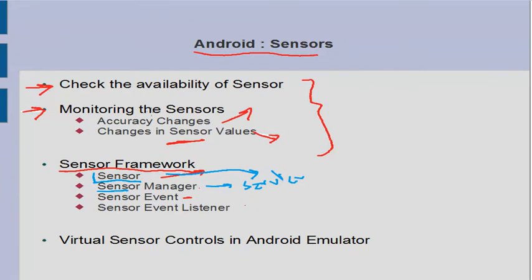So then we have a sensor event class. What are the uses of sensor event class? When we use the sensor event class object, we actually have access through this class to the actual values that the sensor is measuring from its surroundings, and also the timestamp at which these values were measured.